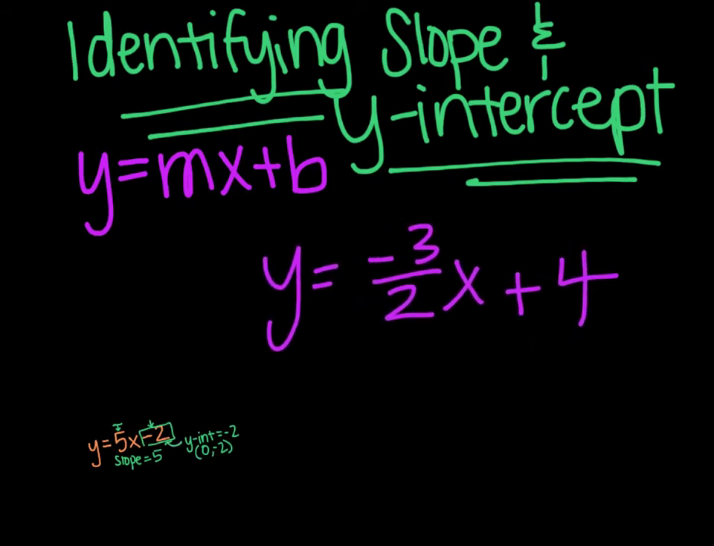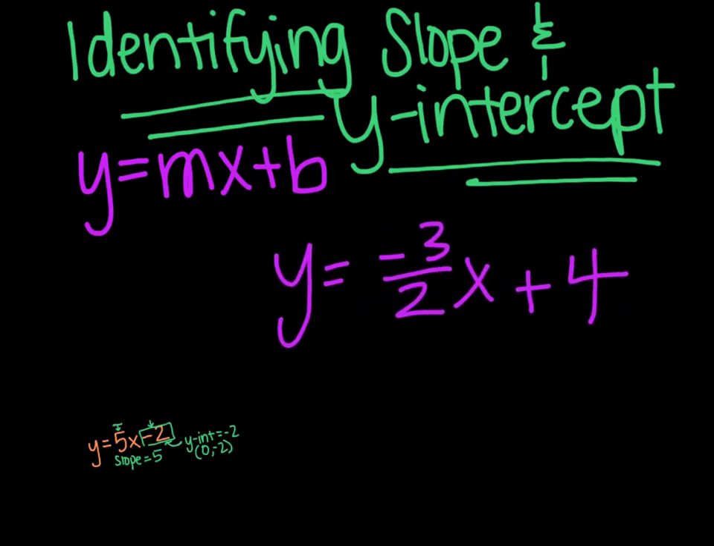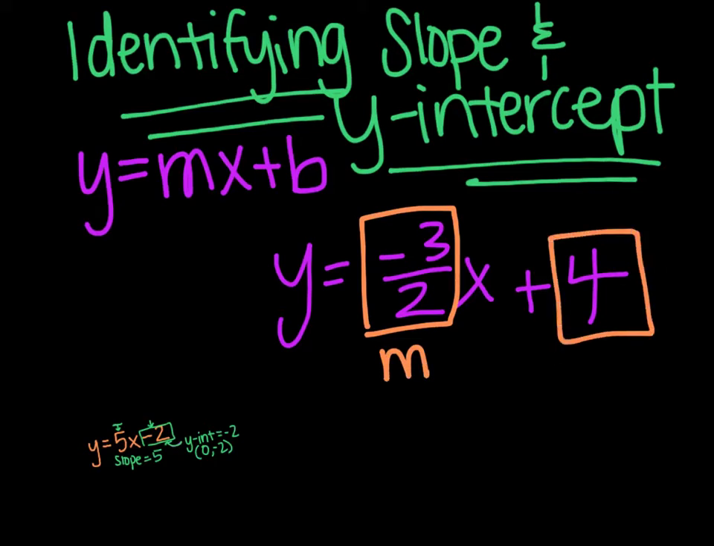Next example, we have y equals negative 3/2 x plus 4. Same thing. Here is our slope, our m, and then 4, noticing whether it's positive or negative. In this case, it's positive, so your y-intercept is 4.